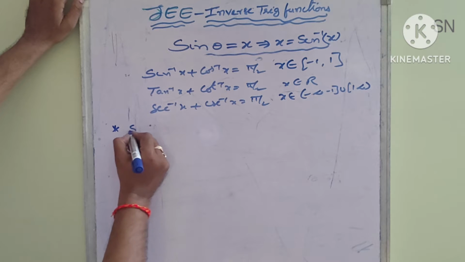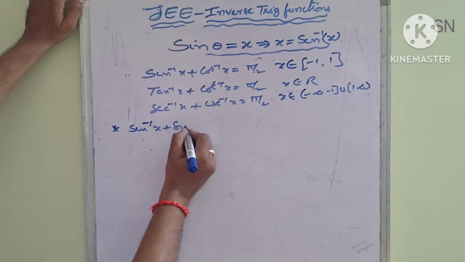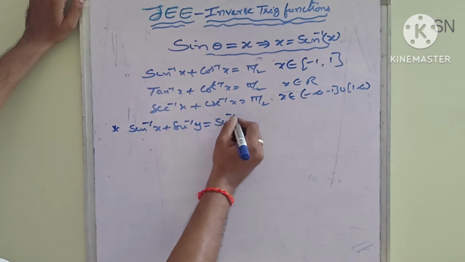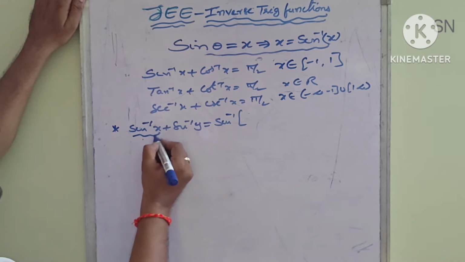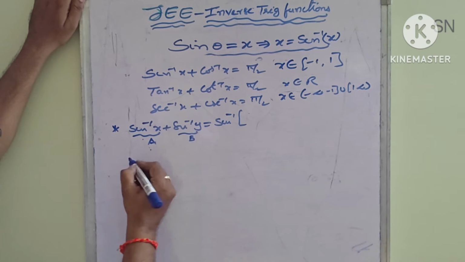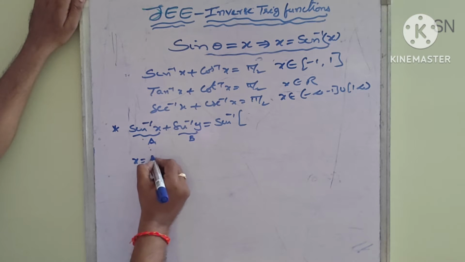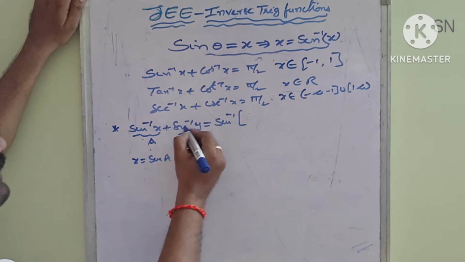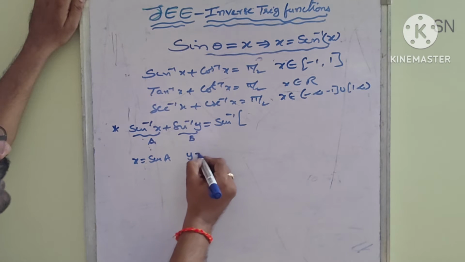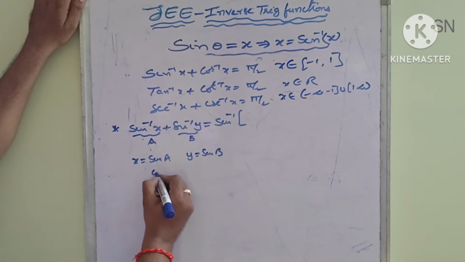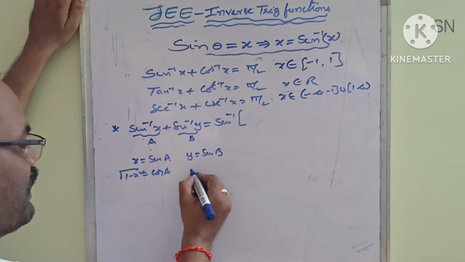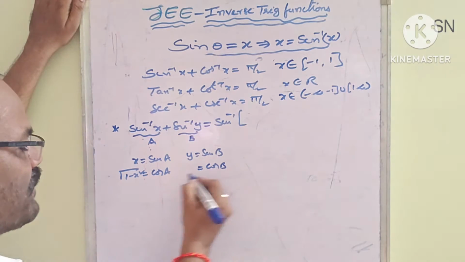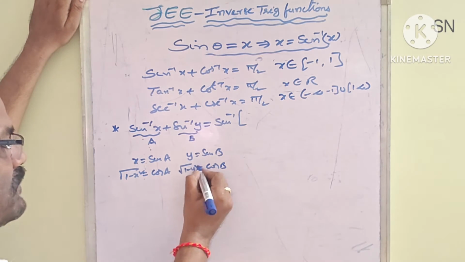Now one more formula: sin inverse x plus sin inverse y is equal to sin inverse of something. Let sin inverse x be A and sin inverse y be B. Then x is equal to sin A, and y is equal to sin B. Now cos A is root over 1 minus x square, that is root of 1 minus sin square A. Similarly cos B is root over 1 minus y square.